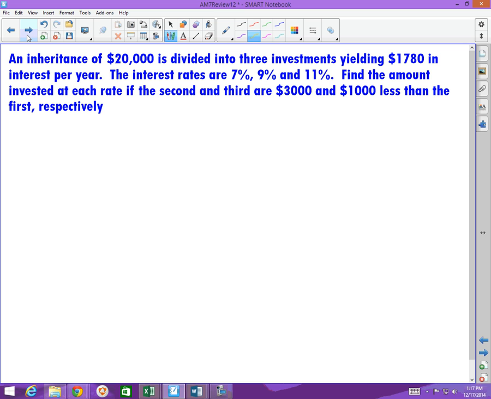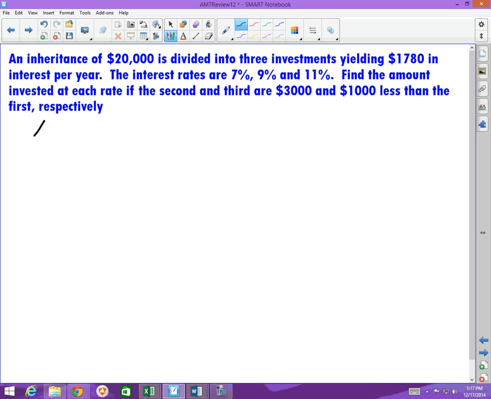All right, then we have this one with an inheritance of $20,000 that is invested into 3 investments that yield $1,780, and the interest rates are 7%, 9%, and 11%. Find the amount for each if the second and third are 3,000 and 1,000 less than the first.